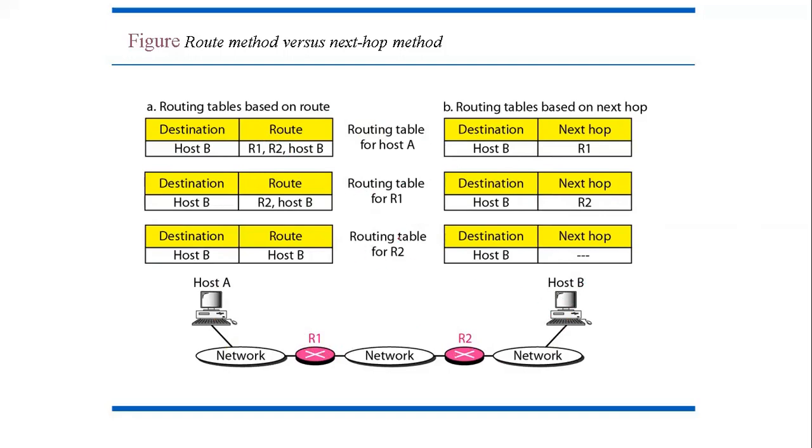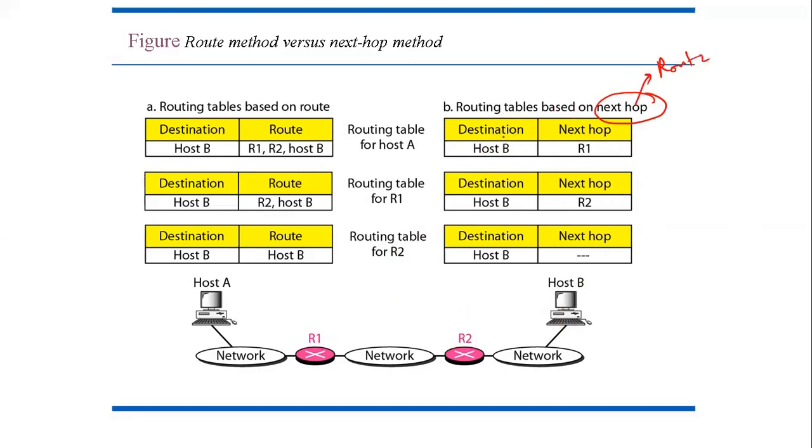Then the routing table for R2: if the destination is host B, then the route from R2 goes to host B. Now the routing table based on next hop is basically host B. I am talking about the next hop now. That is only one. The next router hop is basically here, the router.